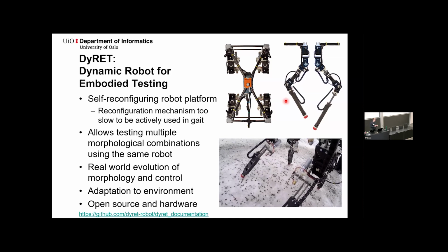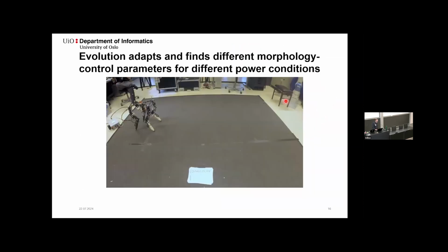The time to reconfigure is relatively slow, so you can't use it actively as a part of the locomotion pattern. From minimum to maximum, it takes about 1 minute. So it's possible to deal with it and test lots of different combinations. So here we do a full hardware evolution on the robot. There's of course a limitation to how many samples you can do in the real world also with this approach. But at least it was possible to do a full hardware evolution.